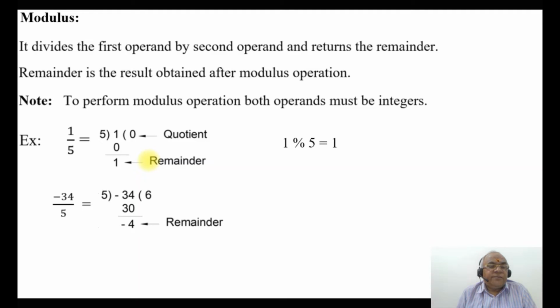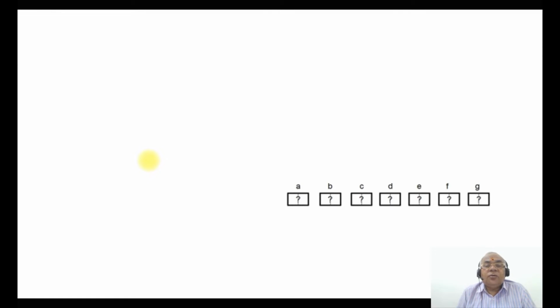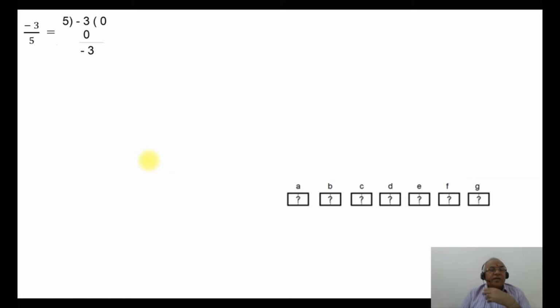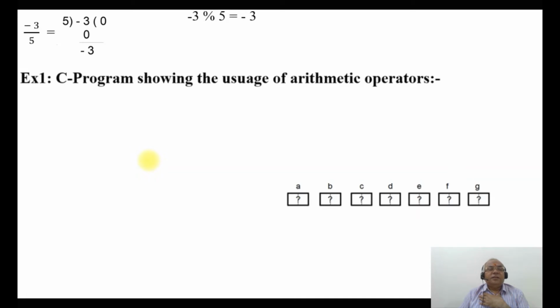Minus 34 by 5: 5 sixes are 30, so the remainder is 4. So minus 34 % 5 will be equal to minus 4. Similarly, 3 divided by minus 5: 3 % minus 5, the remainder is 3, so it equals 3. So this is how you will be able to get this. Minus 3 by 5, again the remainder is minus 3. Minus 3 % 5 is equal to minus 3.